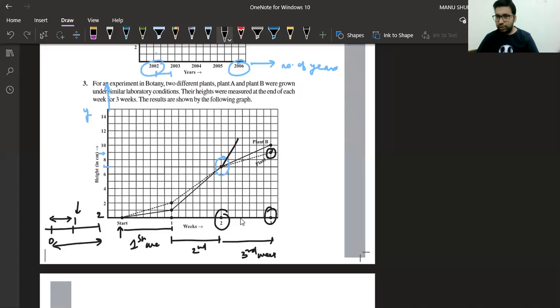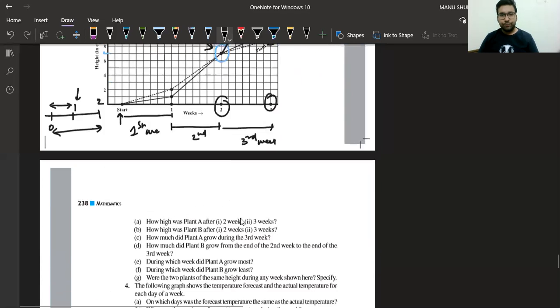Sir, in an interval, 10 comes in 10 to 20, na? Haan. 10 comes in 10 to 20 only. Okay. So you can see at this point, they have the same height. At the end of the second week, they have the same height. That is how much? 7 only.